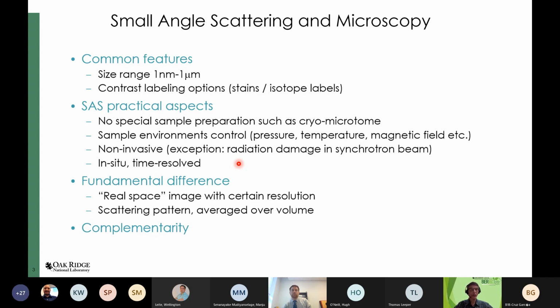And you can do it in situ, like I said, so you can have it in different environments, and you can change parameters of your environment. You can do a pH titration, or you can cook the sample, so you can apply pressure, and you can see how it changes over time with the scattering techniques.